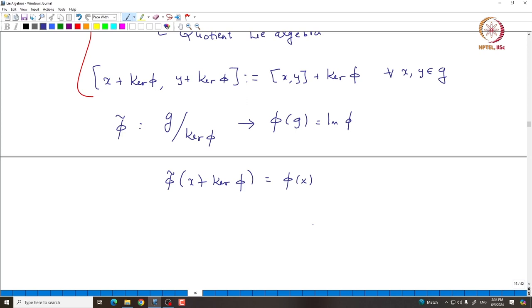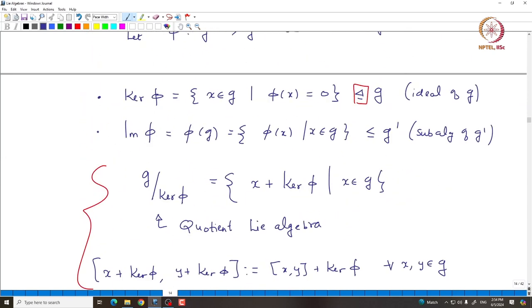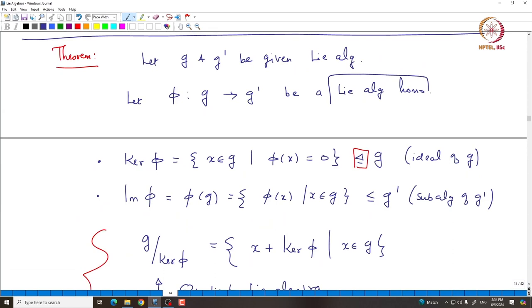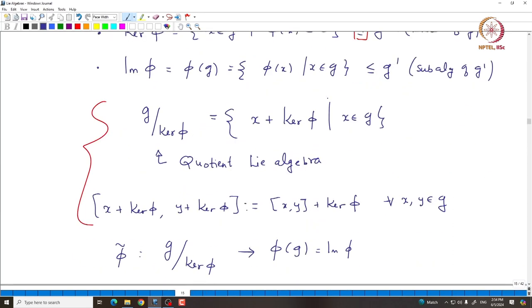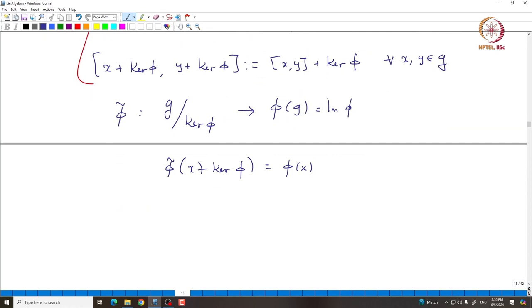So this pi tilde that is defined here is indeed a bijective map. And because pi is, to begin with, a Lie algebra homomorphism, one can easily check that pi tilde is also a Lie algebra homomorphism. That means pi tilde indeed defines an isomorphism, an isomorphism of Lie algebras. I will leave it to you to check these facts. This is somewhat easy to check.